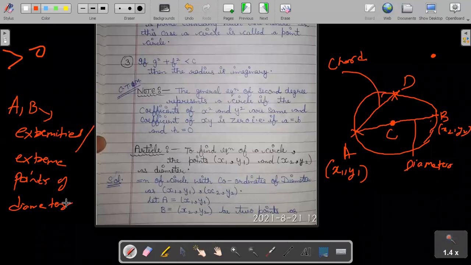और extreme means end point. हम कहते हैं ना मेरा extreme आ गया. So what we say, it's my end point now. इससे ज़्यादा, so extreme means end points. So A and B are the extreme points of the diameter. So extreme means end points, right?